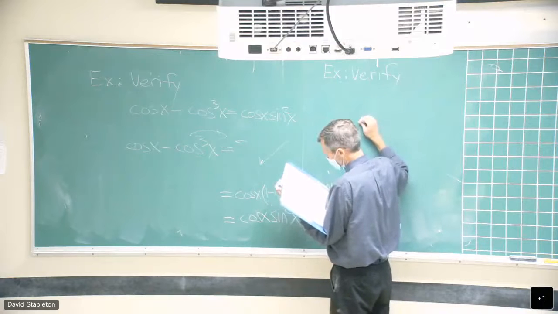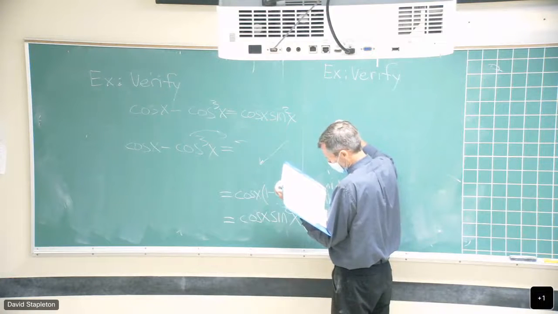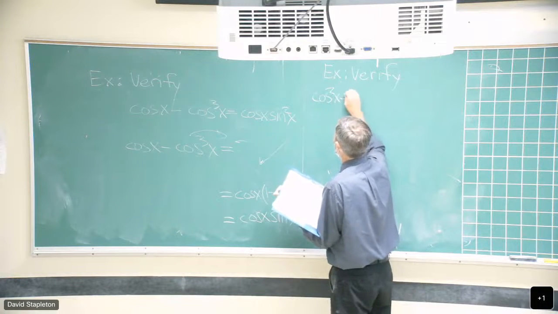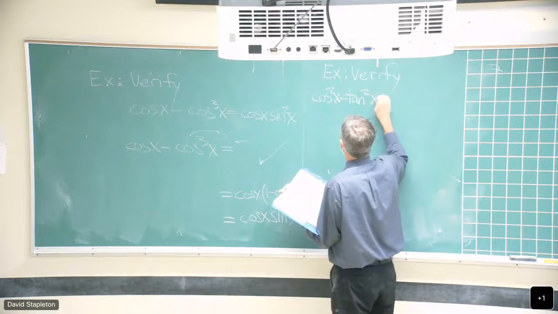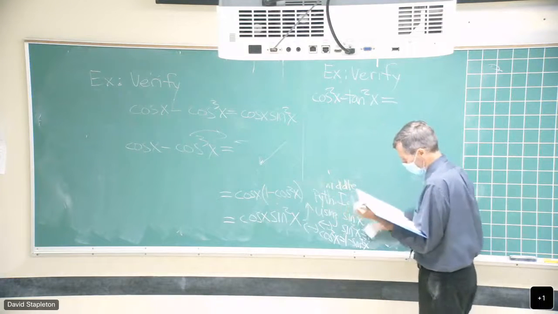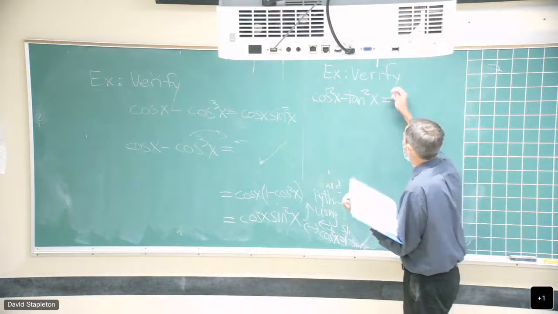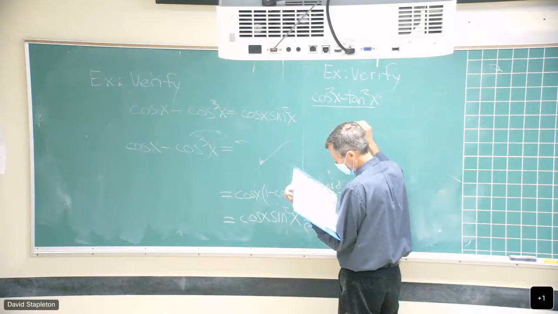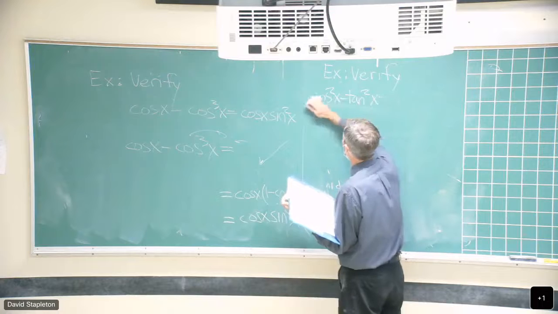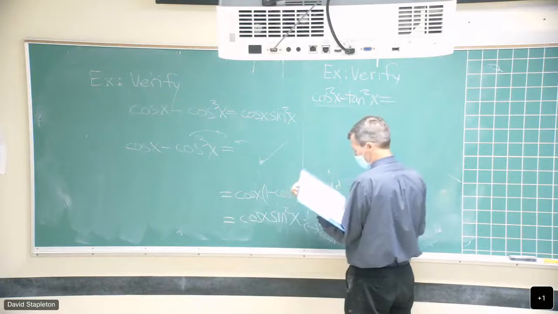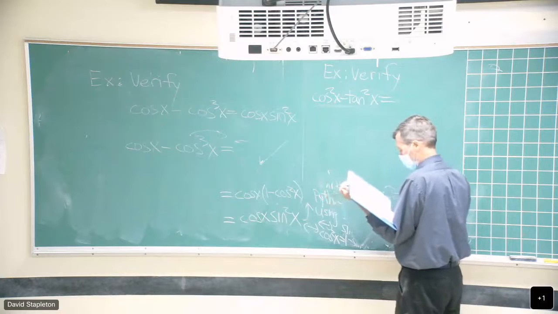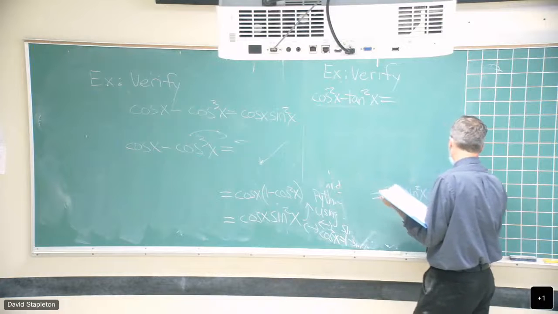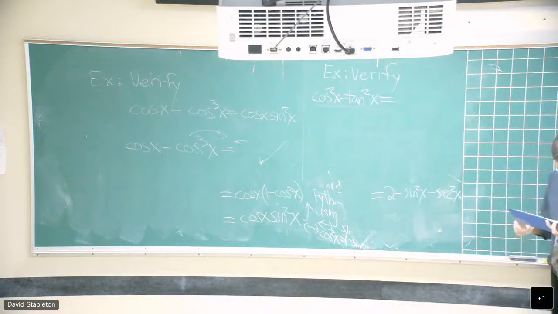This time we'll start with cosine squared x minus tangent squared x is equal to, not all of it, cosine squared minus tangent squared over... No, that's the wrong one. Is equal to all this stuff. 2 minus sine squared x minus secant squared x. Who would ever think this is actually true? But you can show that it's true.